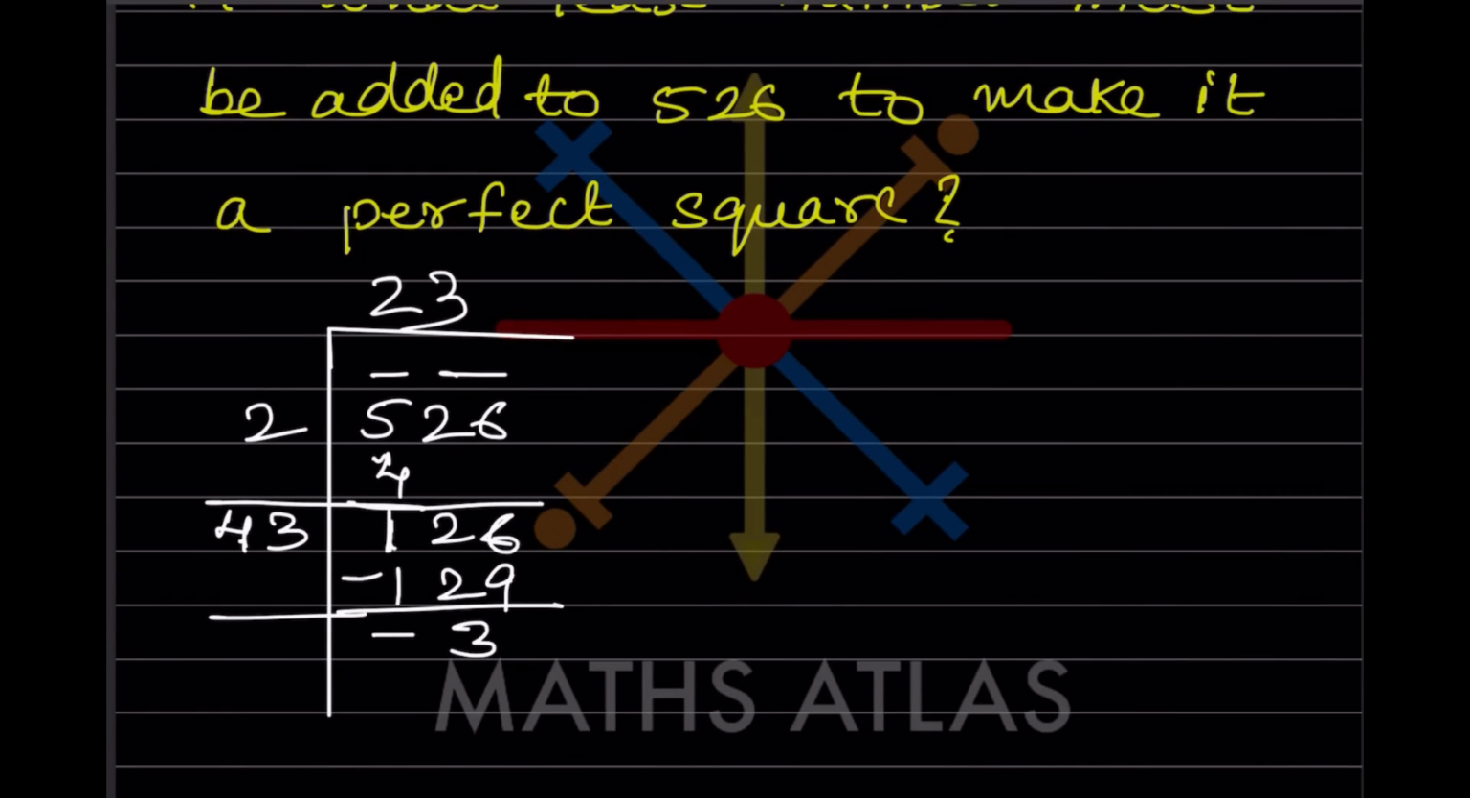So here when you add 3 to 526, it is going to be 529, because if you're adding 3 to it, minus this 526 is going to be 3. So least number should be, whatever you're going to add, it is going to be 3. So therefore, least number to be added is 3.